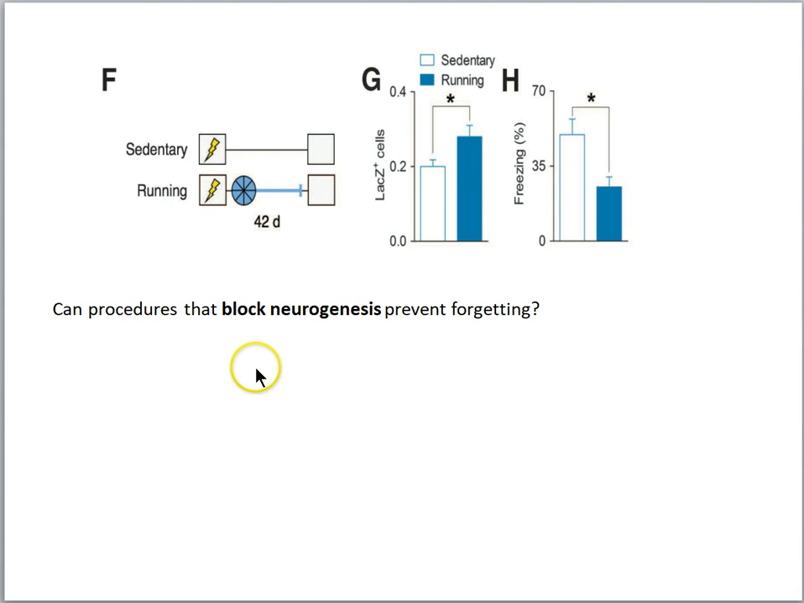Now while running can be used to induce neurogenesis, and there are other pharmacological techniques to induce neurogenesis, the scientists went on then to see what would happen if they blocked neurogenesis. So can procedures that block neurogenesis prevent the forgetting that was found in earlier experiments?